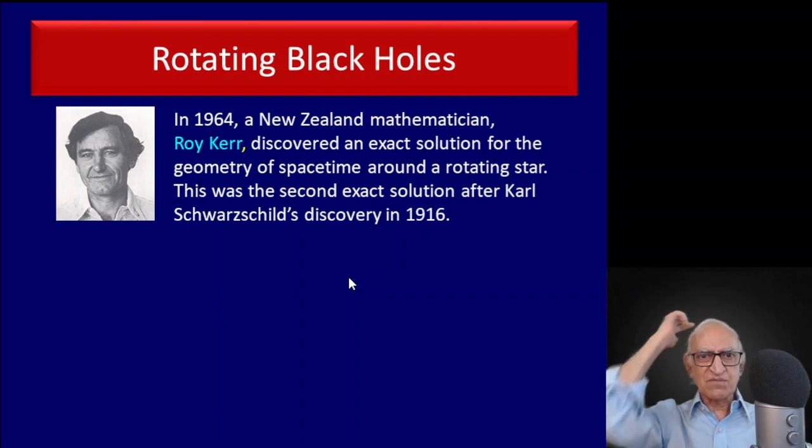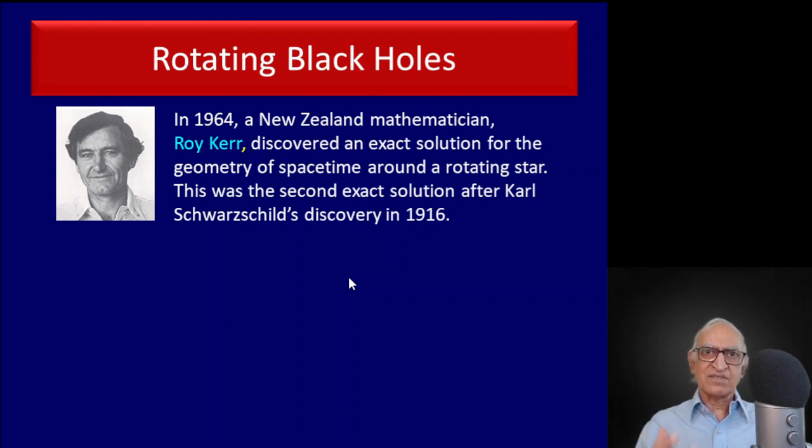Now, let us remember that real stars rotate. Therefore, real stars, when they collapse and become black holes, will form rotating black holes. One can now ask the question, is there an exact solution to Einstein's gravitational field equation around a uniformly rotating massive body? Just as Schwarzschild discovered in 1916 the exact solution around a spherically symmetric non-rotating body. Yes, there is, and that took a long time to find.